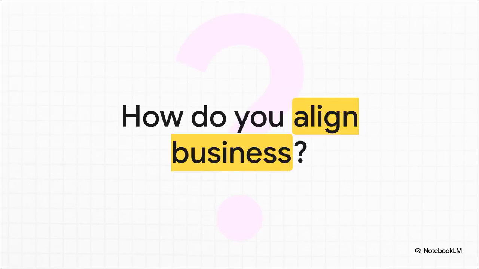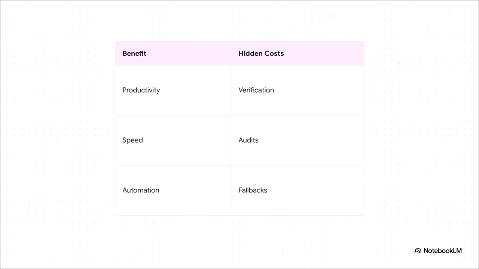But how do you align the business? Chapters 5 and 6 tackle the tricky reality of stakeholder and crisis management. You've got to ruthlessly balance the productivity hype against the very real hidden costs of verification, control, and audits.